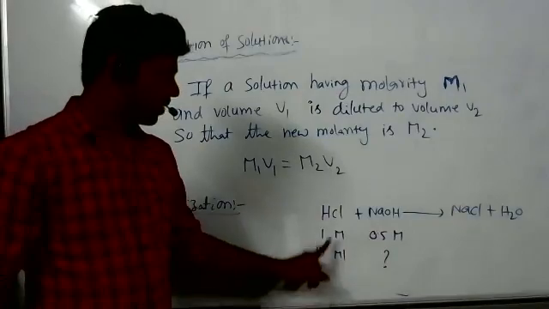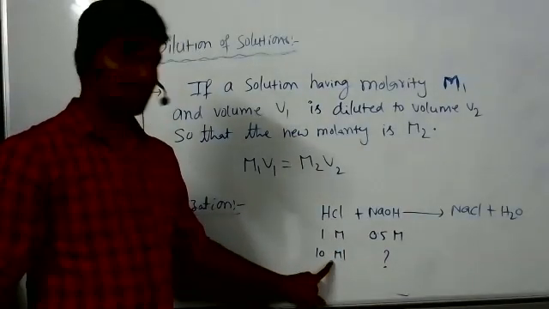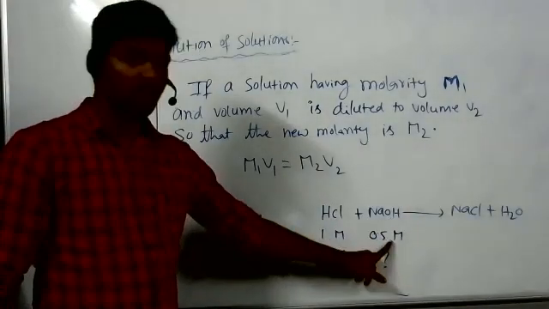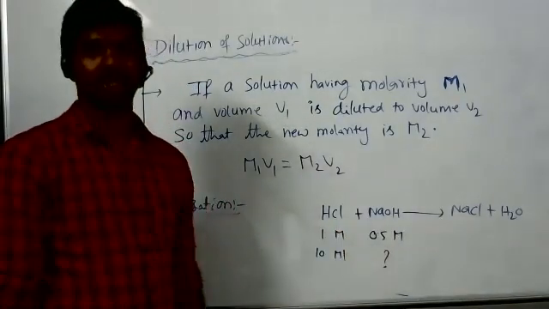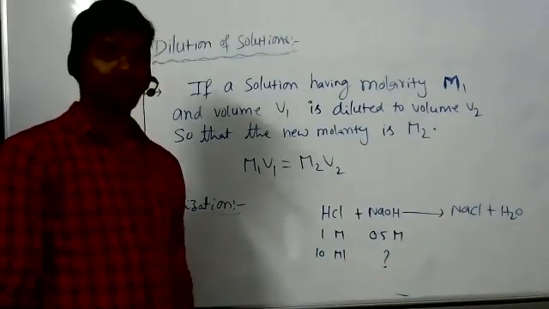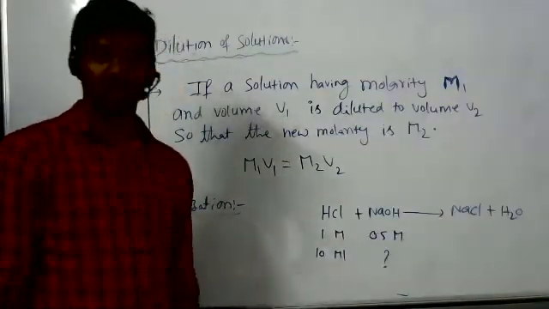We have 1 M HCl, 10 ml solution. NaOH is a 0.5 M solution. So how much volume of NaOH is required to neutralize HCl completely? 20 ml is required. So that relation we are taking under the neutralization process.